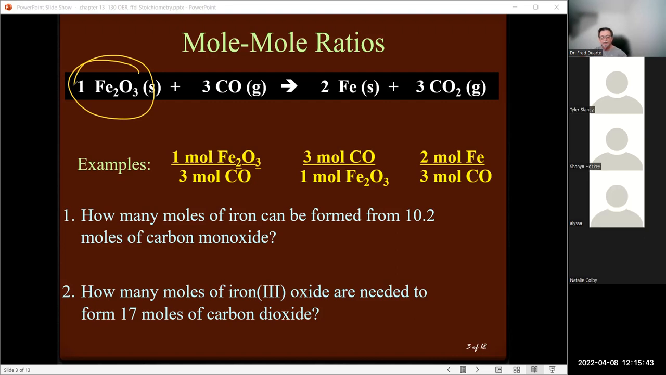Iron oxide. Okay, we got 2 iron oxides. That's correct also, but 50%. Is it iron 3 oxide? You got it, 100%. Iron 3 oxide.